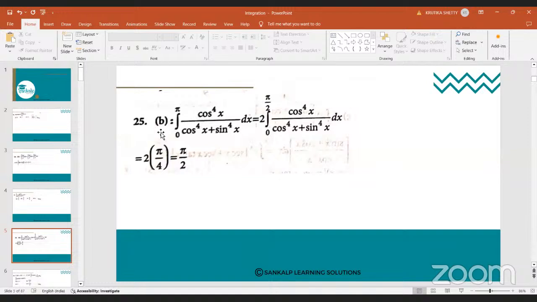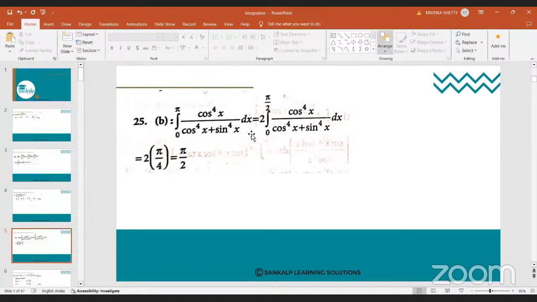In such types of examples, in most of the cases either the answer is the upper limit, or it will be equal to pi, or pi by 2. So you can solve this both ways.